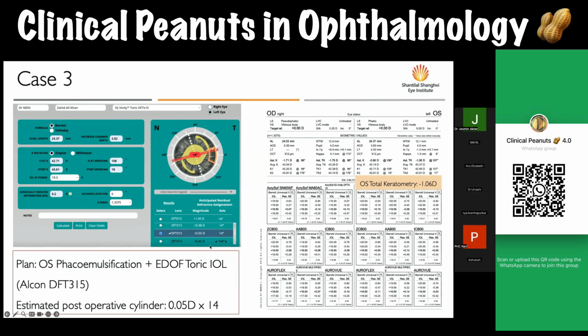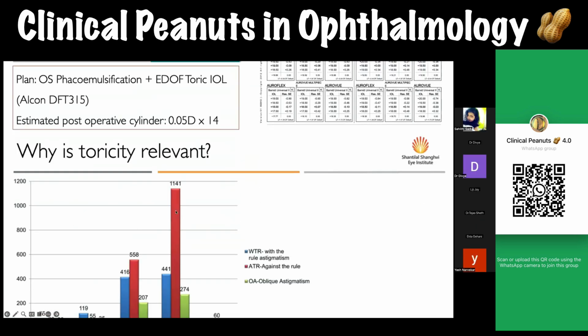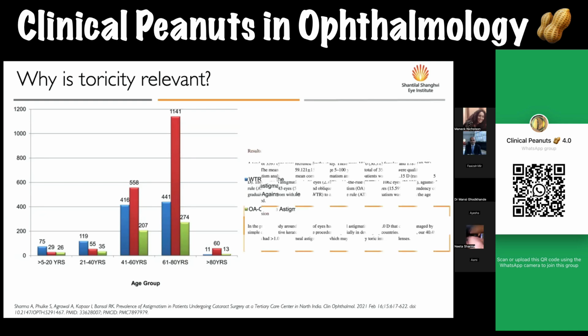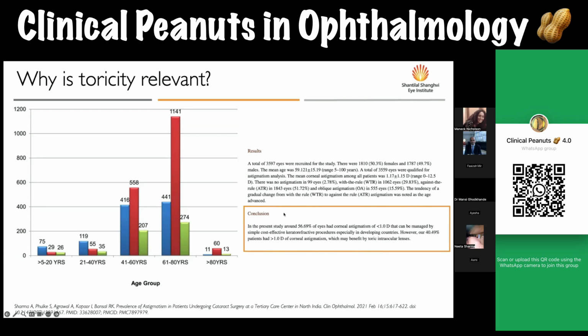So these are just three cases that I thought I'd start off with, which show the spectrum of range of different decision making in toric lenses, and where we can start off and what we can reach when it comes to planning these kinds of cases. So I'll just briefly touch upon why toricity is relevant. It's because in a large study conducted in the AIMS group by Dr. Sharma and her team, they found that around 60% of the eyes had corneal astigmatism of less than 1 diopter.